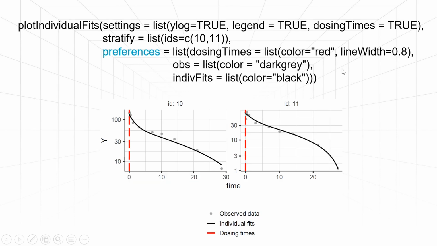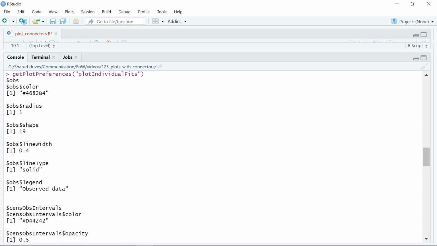Finally, the preferences argument covers modifications of the appearance of elements of the plot. In these plots of individual fit, the dosing times are colored in red, the observed data in gray, and the fits in black. All possible display options in preferences can be seen with the function getPlotPreferences, used with the name of each connector. For this function plot individual fits, for example, you can see here the first options in the list.